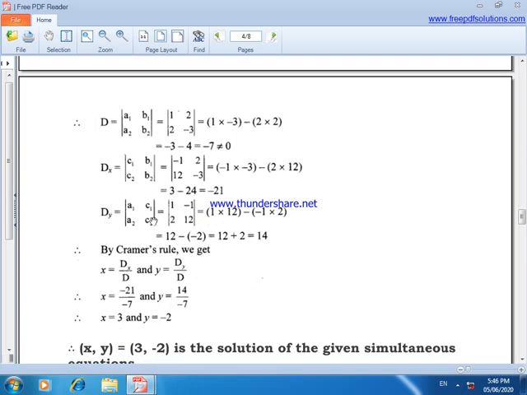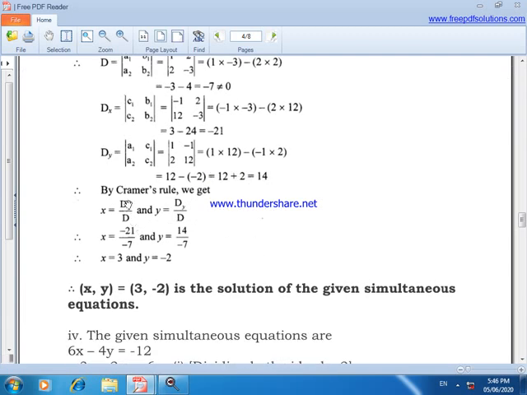Now dy: a1 a2 c1 c2 is equal to 1 2 minus 1 12. Here 1 into 12 minus 1 into 2. 12 ones are 12, minus as it is, minus 1 into 2 is minus 2, minus minus will become plus, so 12 plus 2 is equal to 14. By Cramer's rule, dx upon d and dy upon d: minus 21 upon minus 7 and 14 upon minus 7. 7 3s are 21, minus minus will become plus, so the value of x is equal to 3. 7 2s are 14, plus minus minus, so the value of x is 3 and the value of y is minus 2.